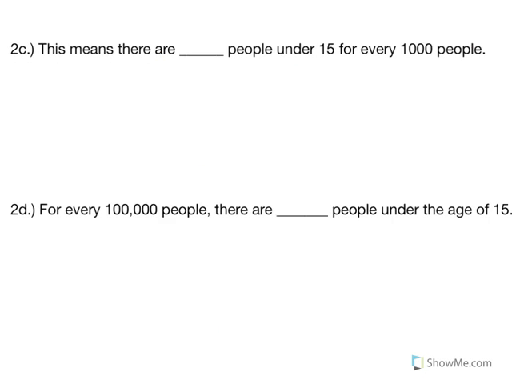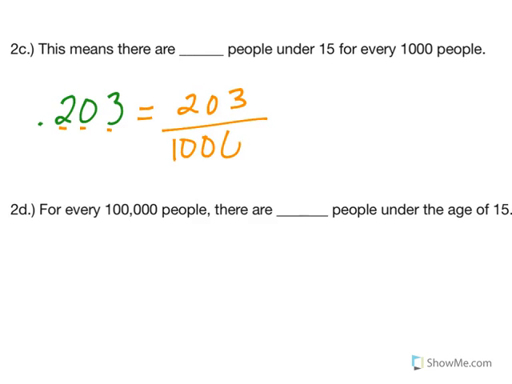Moving on to 2c, this means there are how many people under 15 for every 1,000 people? Well, our decimal approximation was 0.203. If you remember, 3 decimal places, we have tenths, hundredths, thousandths. So these 3 spots represent thousands. If I would turn this into a fraction, it would be 203 over 1,000, which translates nicely into this answer for 2C, which is simply 203. So there are 203 people under the age of 15 for every 1,000 people in our population.